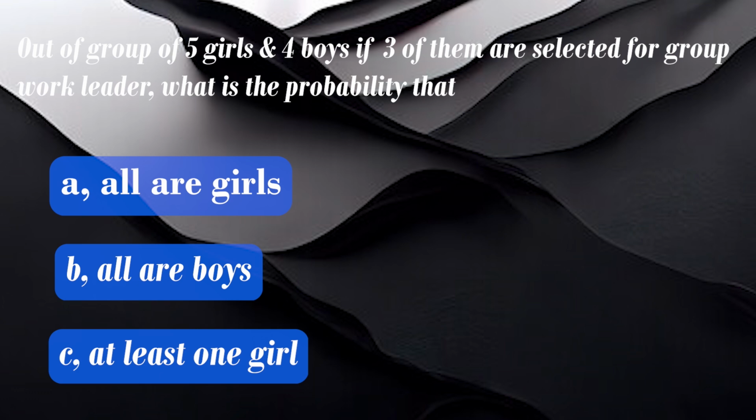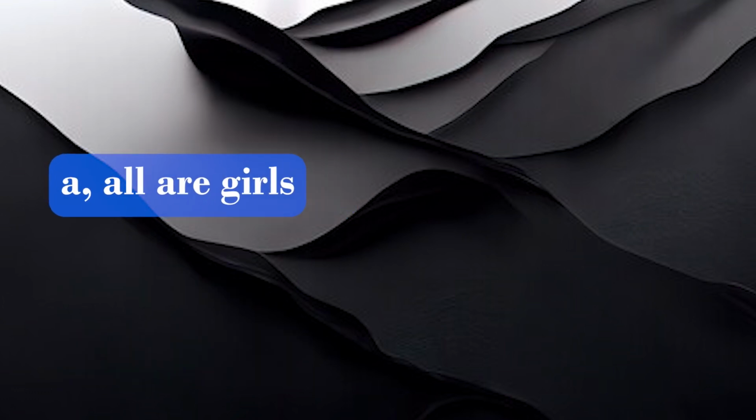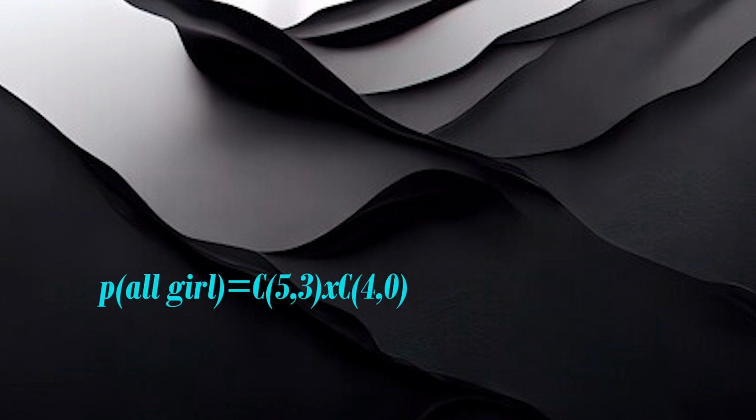Solution. Let us first calculate the probability that all are girls. When all are girls, the probability becomes combination of 5, 3 multiplied with combination of 4, 0. This means from the 5 girls, all 3 are girls. From the 4 boys, there are no boys. Over the total sample space of 9, so a combination of 9 with the total number of events that are going to be selected being 3.